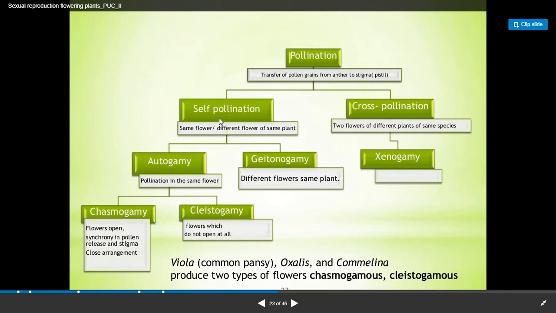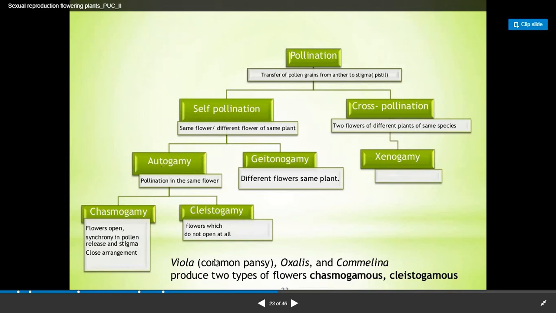Now this self-pollination is again divided into two categories, autogamy and geitonogamy. Autogamy refers to pollination within the same flower, and geitonogamy refers to pollination between different flowers of the same plant. And for cross-pollination, the term given is xenogamy.